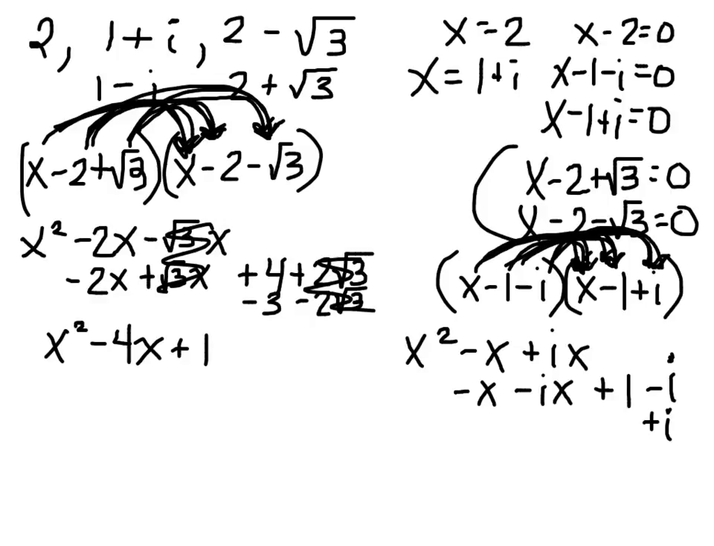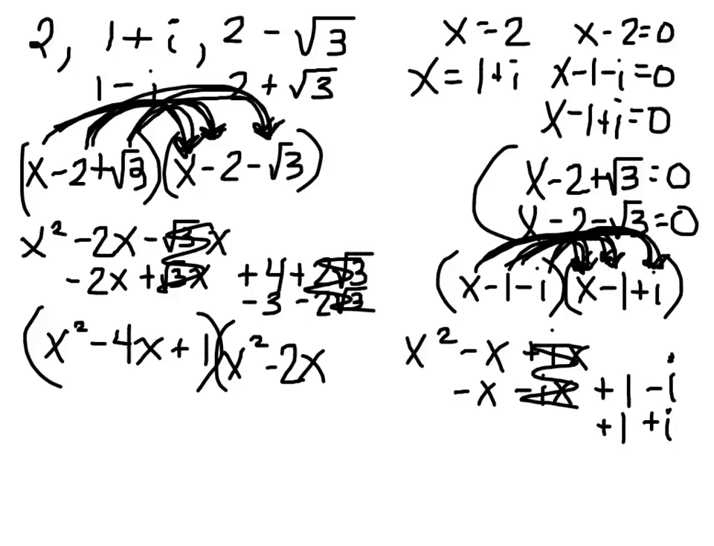Negative i squared. But what was i squared? So 2 negatives make it a positive 1. Good. So when I combine like terms there, I have x squared minus 2x. The ix's cancel. Plus 2. The i's cancel. Now what? Okay, so here's what I have. Right now I have the result of the first 2 multiplications and the result of the second 2 multiplications. So now what can I do?